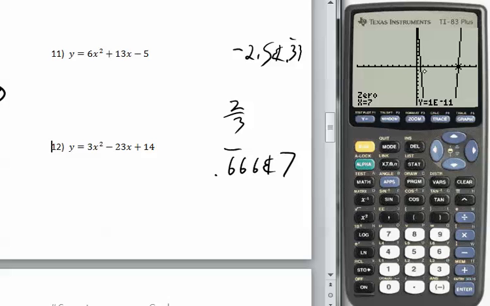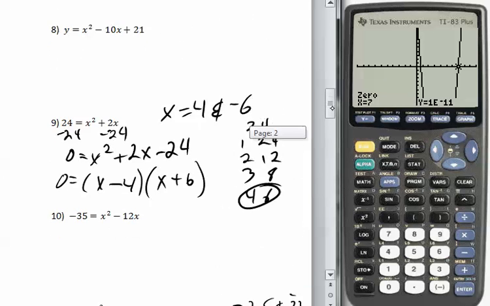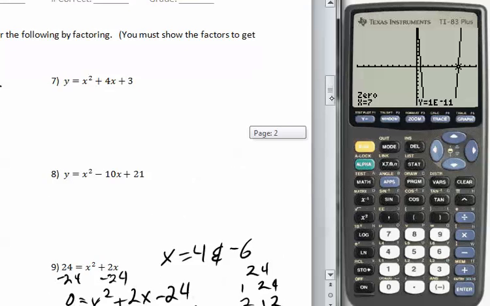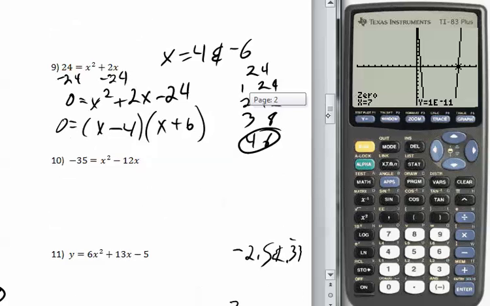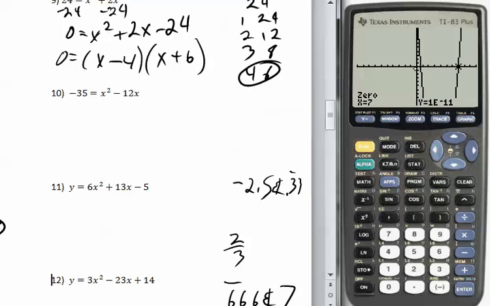Now you can actually use this method on all of these as well. It's just when it comes out evenly, you can normally just figure out what it is, or you can do it on the table. It's just when it doesn't come out evenly, when it's a decimal, you've got to use some other method because it's not going to show up on the table. So this method will actually work for all quadratics.